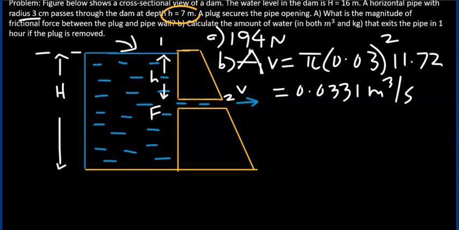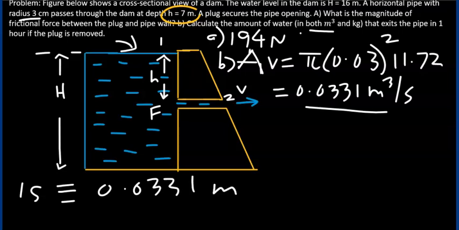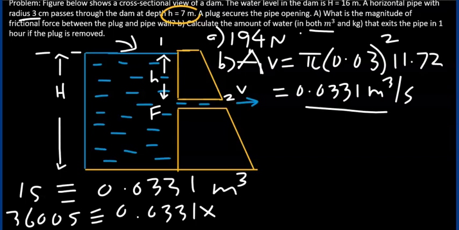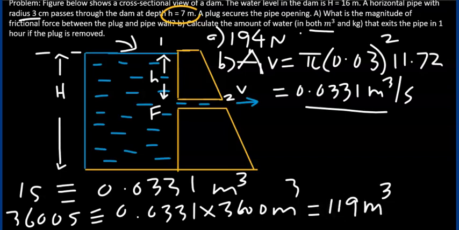First, calculate the amount of water in cubic meter that exits the pipe in 1 hour. So from this expression we know in 1 second the amount is 0.0331 cubic meter. In 1 hour, which has 3,600 seconds, the amount in cubic meter would be 0.0331 times 3,600 cubic meter, which is about 119 cubic meter of water.